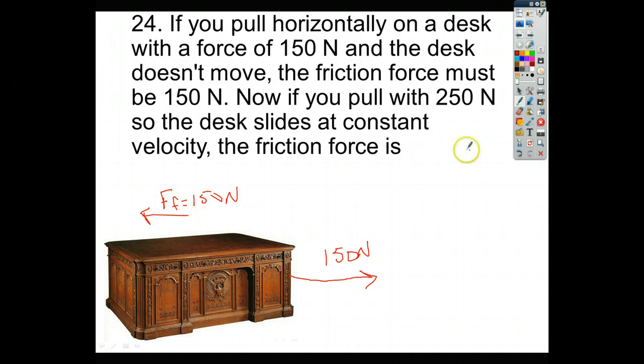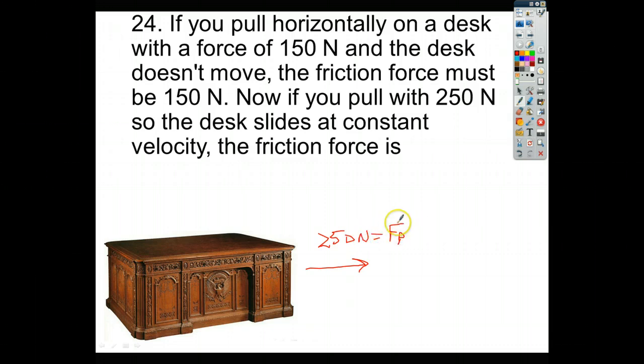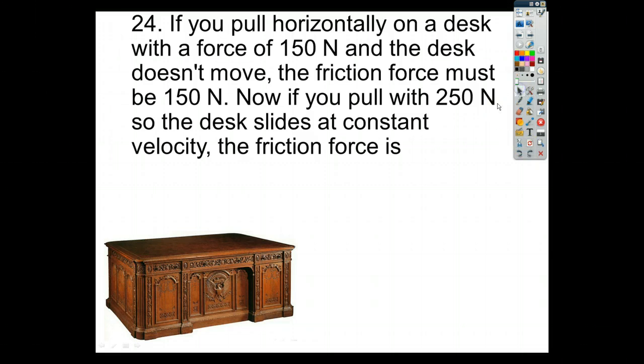Now it says if I pull with 250 newtons, so I've got 250 newtons of force that I am pulling with, so I'm going to put FP for pull. It says it slides at a constant velocity. Well, even though it's sliding at a constant velocity, the force of friction on the other side is going to be exactly the same, 250 newtons, because there is no acceleration, but it does have a constant speed. That is number 24. Let's go ahead and go to number 25.